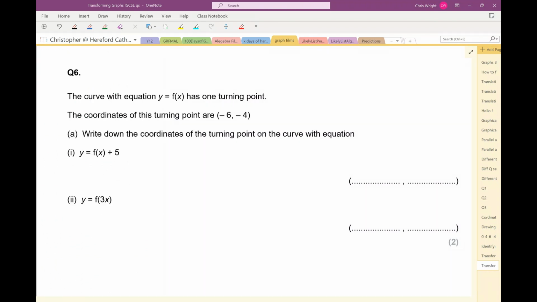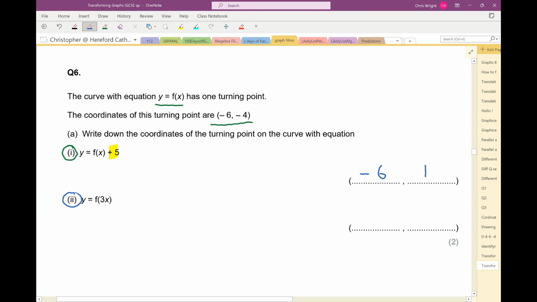Question 6. Now, the curve with equation y equals f of x has one turning point, and the coordinates of the turning point are minus 6, minus 4. Write down the coordinates of the turning point and the curve with this equation. Well, the change is outside the bracket, so it's going to be a change to the y-coordinate in the direction we'd expect. So the x-coordinate is going to remain as it was, and the y-coordinate is going to have 5 added to it.